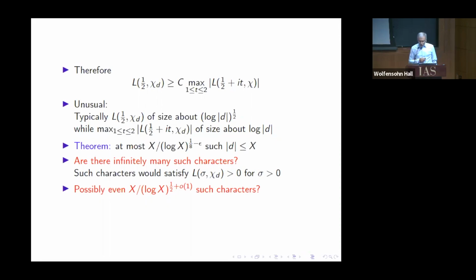But what is curious is that there do seem to be lots of these characters, even though we don't know that there are infinitely many such characters. If there were infinitely many such characters, you would know that there are no real zeros of quadratic Dirichlet L-functions. Brian Conrey and I showed that for a positive proportion of characters, but this would give you a different way of approaching problems of that type. And it may even be that there are x over square root of log x such characters, although, as I said, we can't even prove that there are infinitely many.